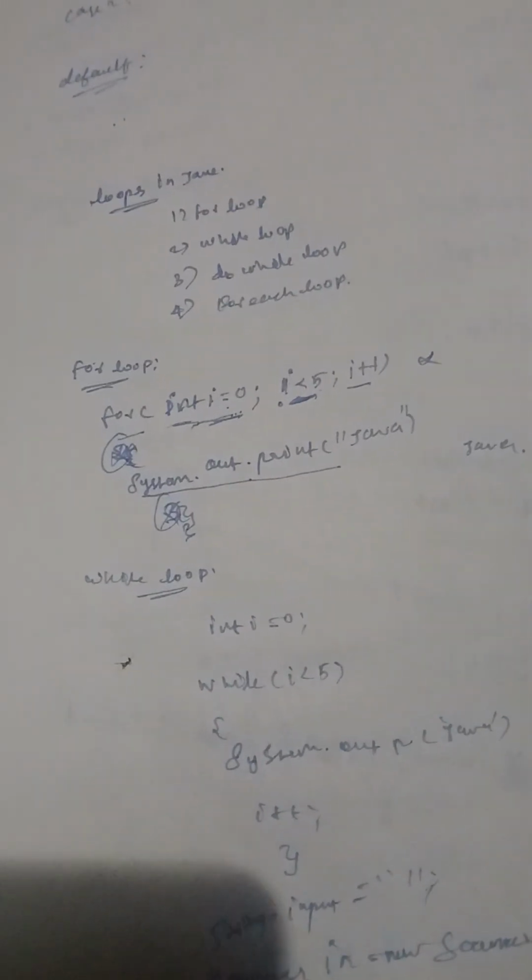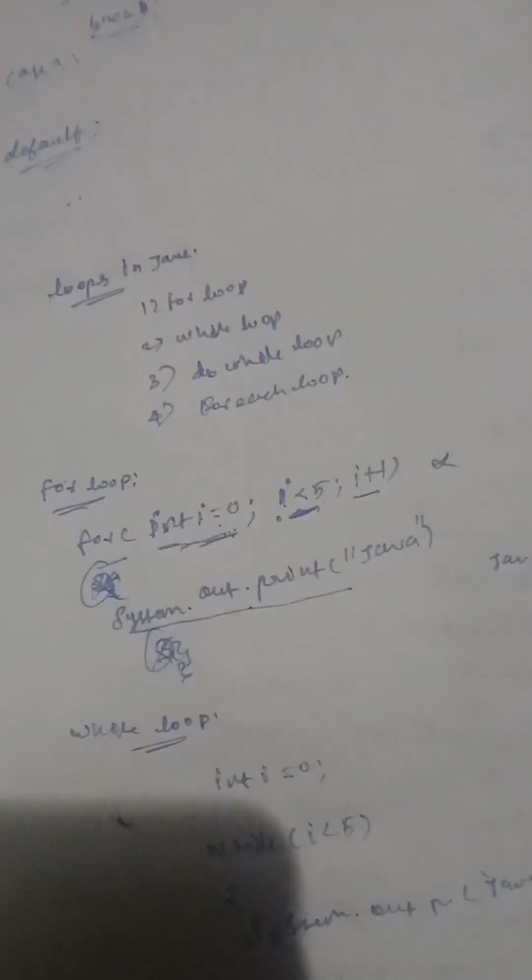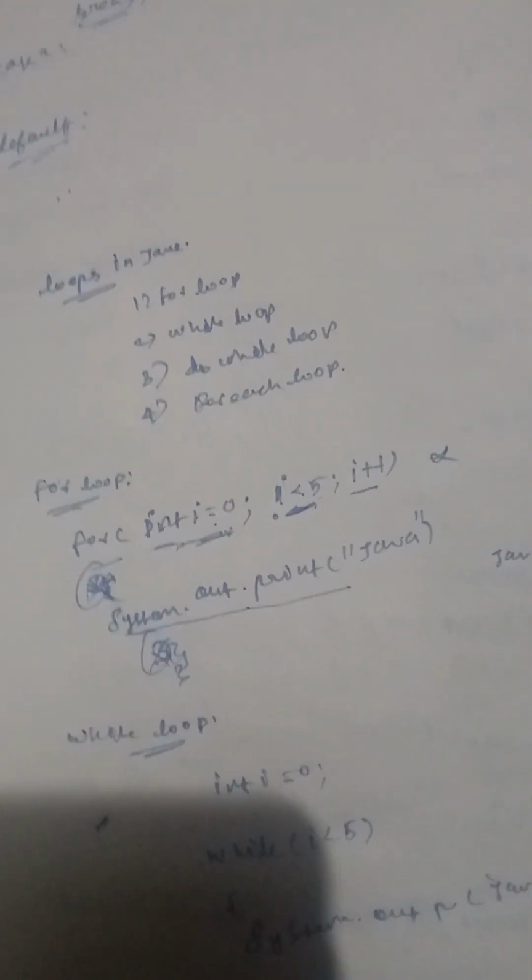Welcome guys. Today we see about for loops in Java. There are four kinds of loops in Java: for loop, while loop, do while loop, and for each loop.